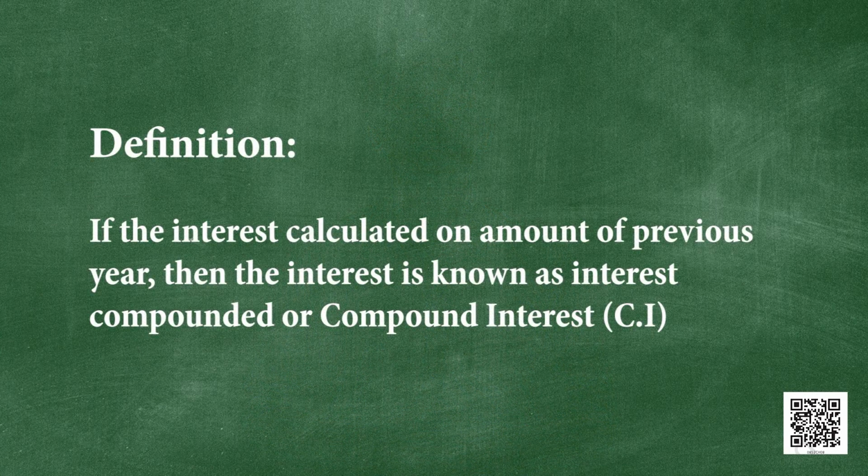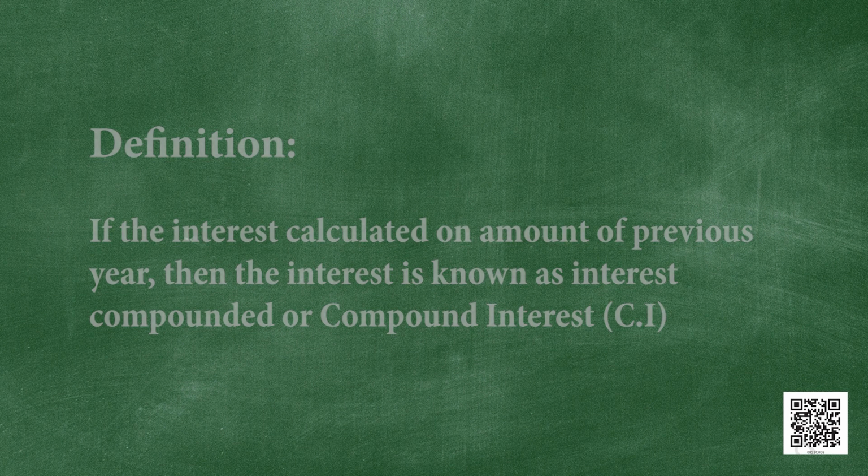Students, normally the interest paid or charged is never simple. It is always calculated on the amount of immediate previous year. This we call it as interest compounded or simply compound interest. If the interest is calculated on amount of previous year, then the interest is known as interest compounded or compound interest, simply denoted as CI.